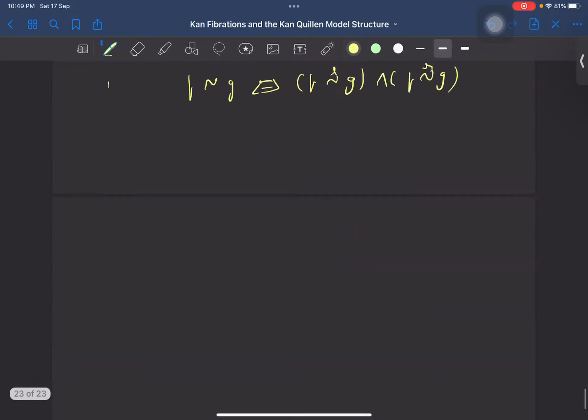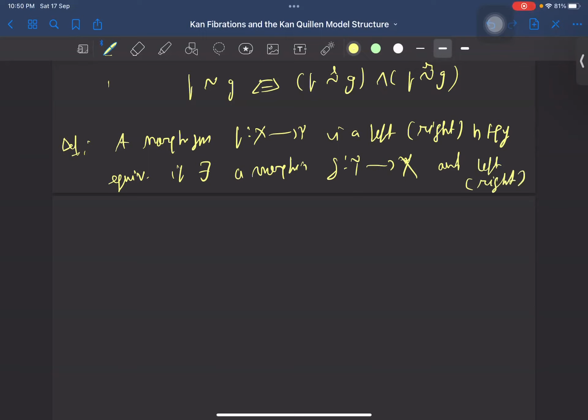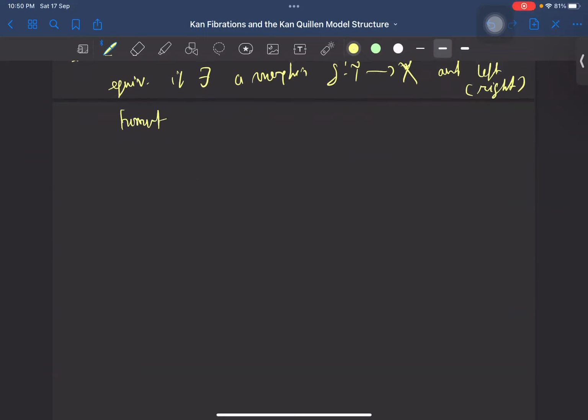Now I'll define homotopy equivalences. A morphism is a left and, respectively, a right homotopy equivalence if there exists a morphism and left and, respectively, right homotopies, this and this.